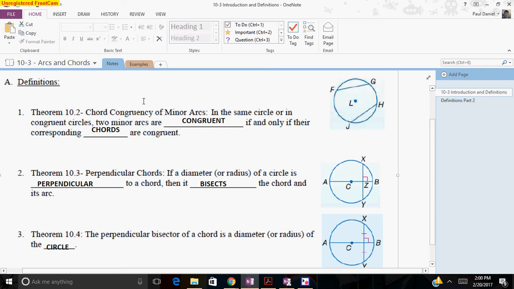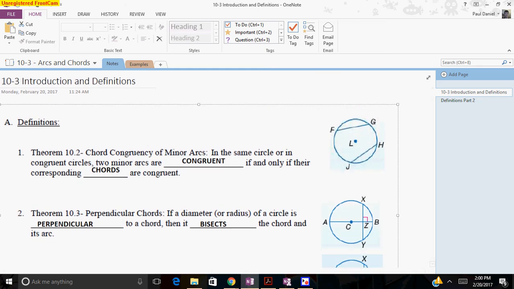Today we are going to move on to the third section of your geometry book for chapter 10. This one is going to be spending a little bit more time with arcs that we introduced last section, but it's going to add in how those relate to chords.